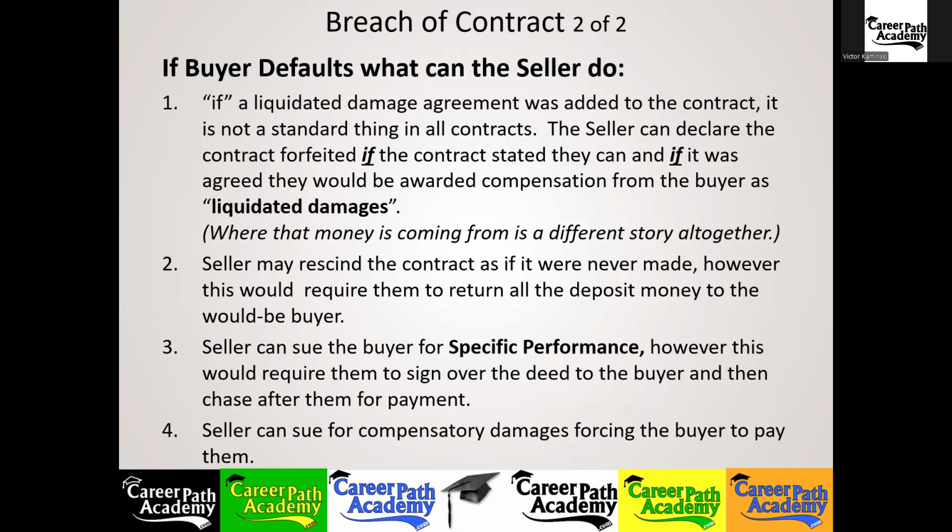The seller can sue the buyer for specific performance. However, this would require them to sign over the deed to the buyer and then chase after them for the money, saying, "Ooh, look, I just gave you the property. Now you need to pay me for it."